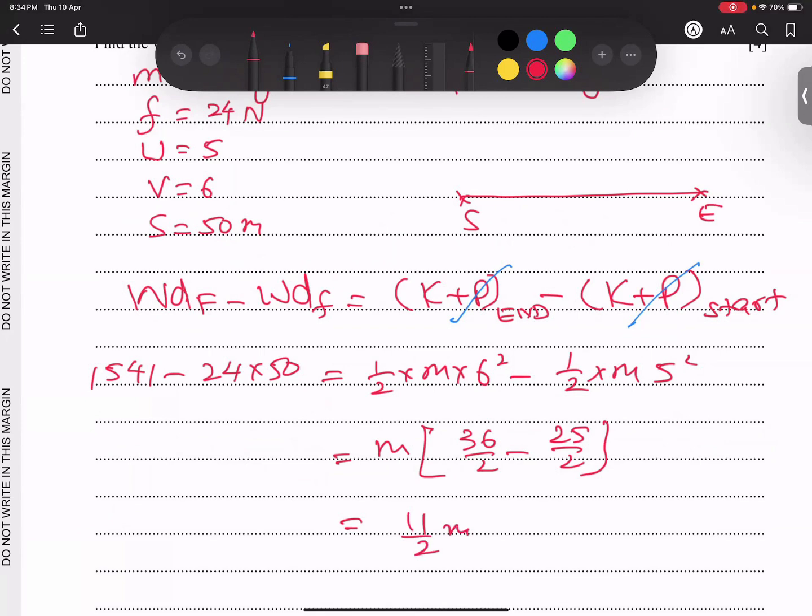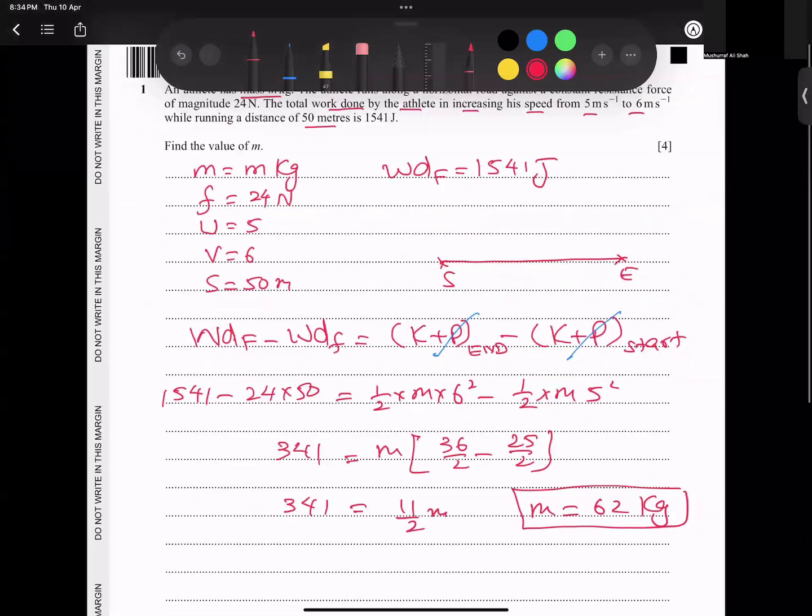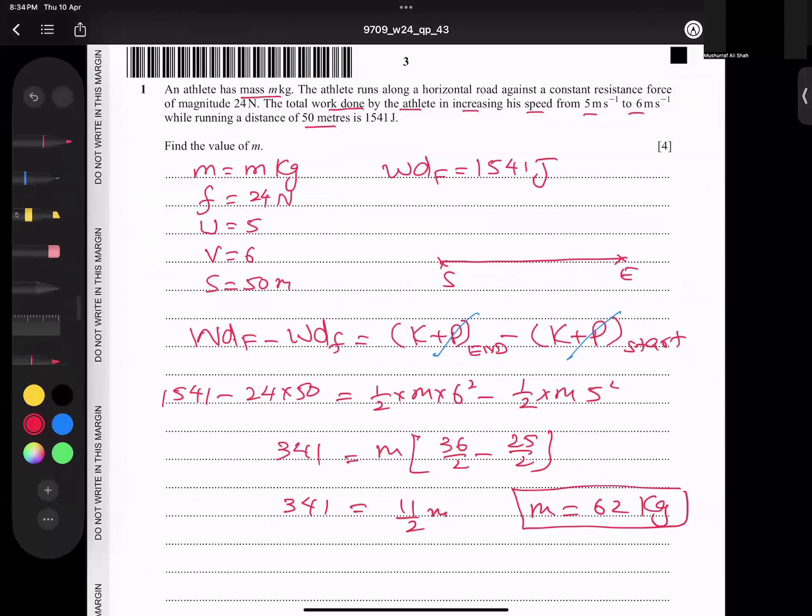On the left-hand side, 1541 minus 24 into 50, I got 341 here, and into 2 divided by 11, I got the mass as 62 kilograms. Alhamdulillah, Rabbil Alameen, I hope the concept is very clear. Let's go for the next question.